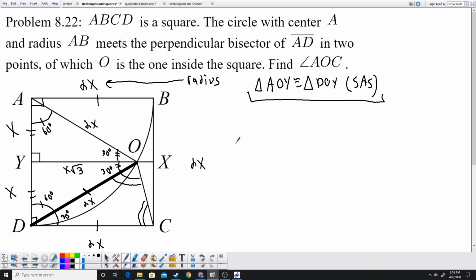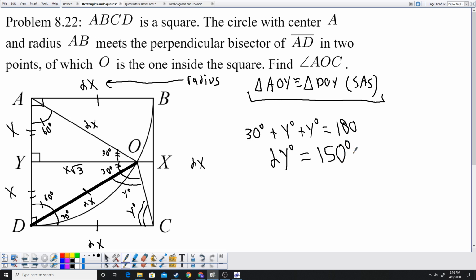So the vertex is 30, then that means that 30 degrees, and let's just call this angle Y, plus angle Y plus angle Y is 180. Subtract the 30 on both sides and combine your like terms. We get 2y is equal to 150, which means that y is equal to 75 degrees.